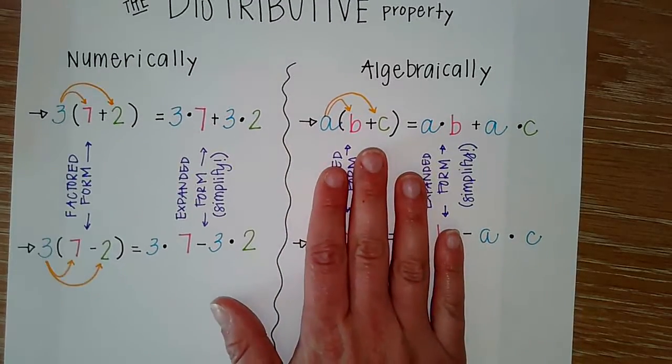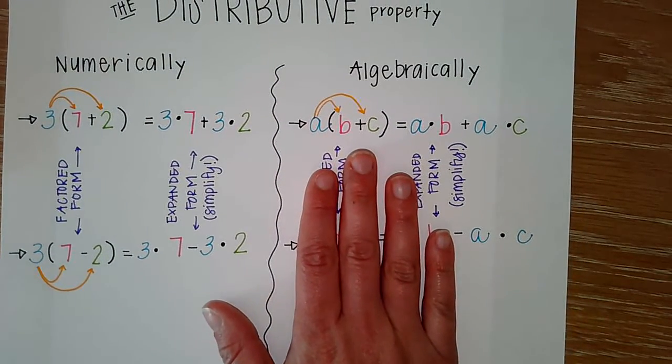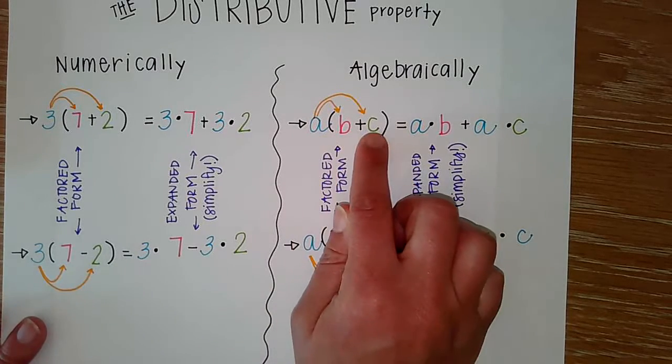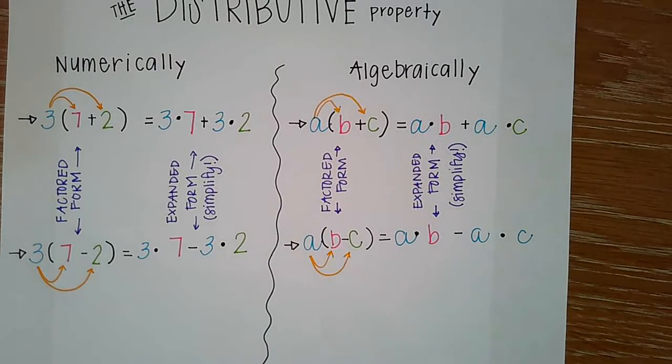But once we get to algebra, we don't always have that option. Once we're using letters and we have unknown values, we need to distribute to be able to simplify our expressions.